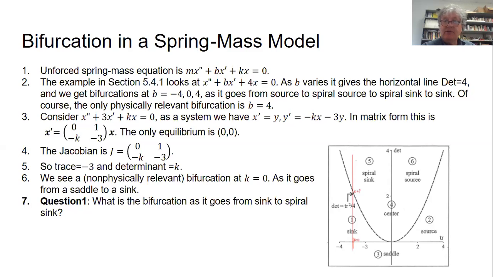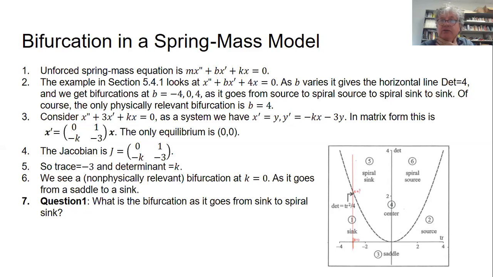So as k varies, we get now a vertical line in the trace determinant plane. So that's the line trace equals -3. We see, again, where does it cross the special case curves? The horizontal axis, well, that's when k equals 0. So this is a bifurcation. It's not physically relevant to the spring mass model, but it's where it goes from a saddle to a sink. And there's another bifurcation where it crosses the parabola, and so it goes from a sink to a spiral sink.